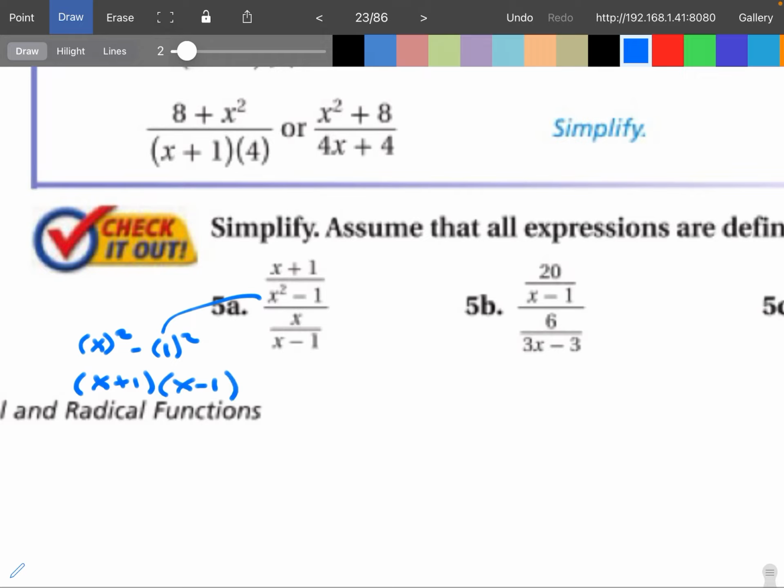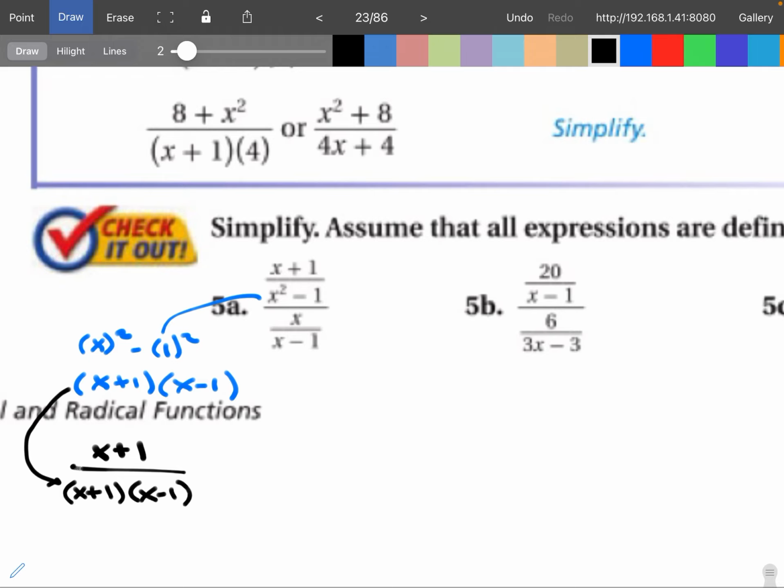All right, so let's see if we can set this up. Again, we're going to keep the first fraction, which is the numerator of that complex fraction. So that is going to be x plus 1 over, and I'm going to write the factored form, okay? I'm going to take this and write this down here. That's going to be over the quantity x plus 1 times the quantity x minus 1.